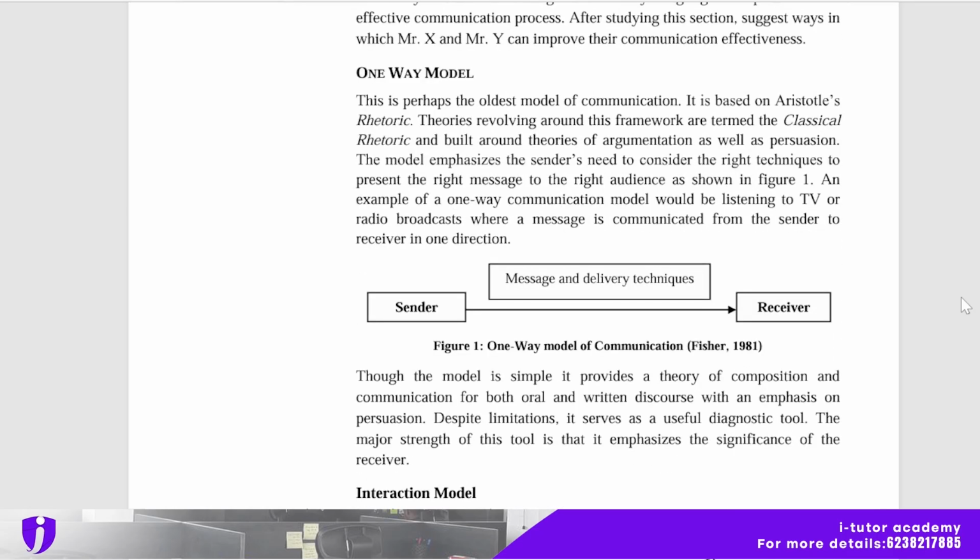One way model. So let's see. In the one way model there is one sender, there is one receiver, and in between are the message and delivery techniques. This is perhaps the oldest model of communication.